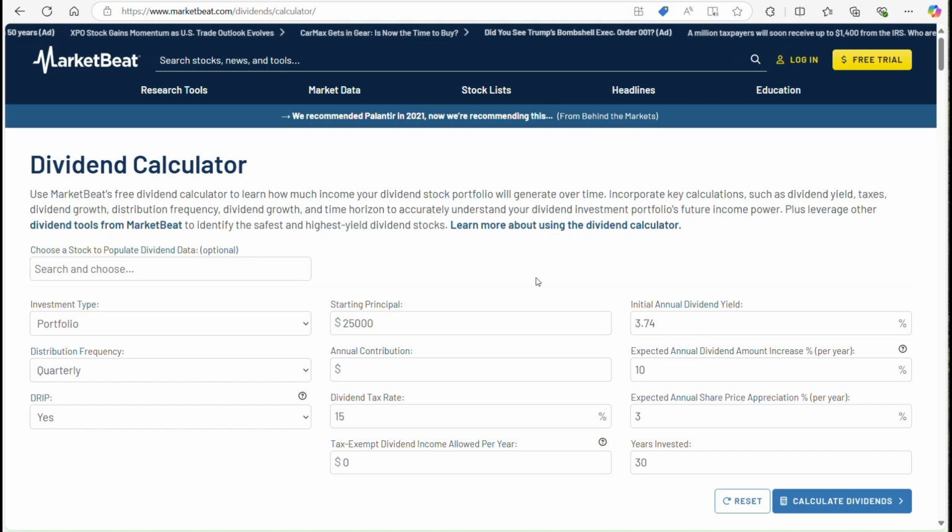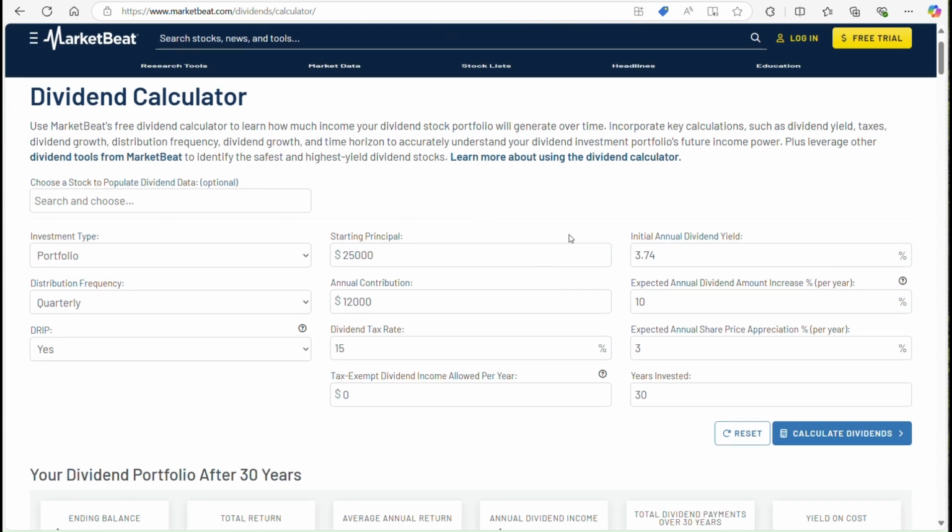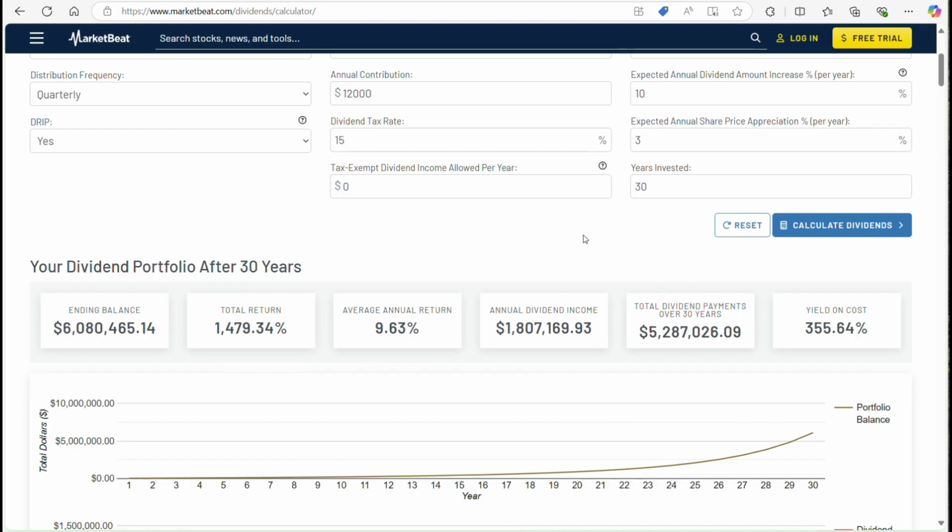It doesn't have to be much. Anything will continue to help this portfolio grow exponentially, any amount. But for this example, let's say we do about $1,000 per month or $12,000 per year. We'll go ahead and hit calculate, and that $900,000 investment doing nothing jumps to over $6 million for very minimal effort.